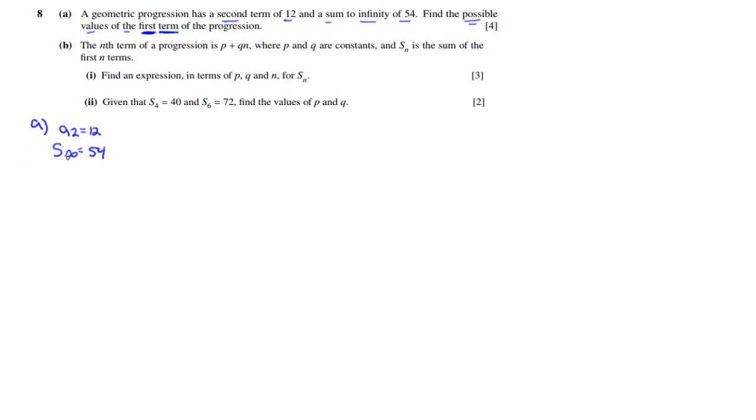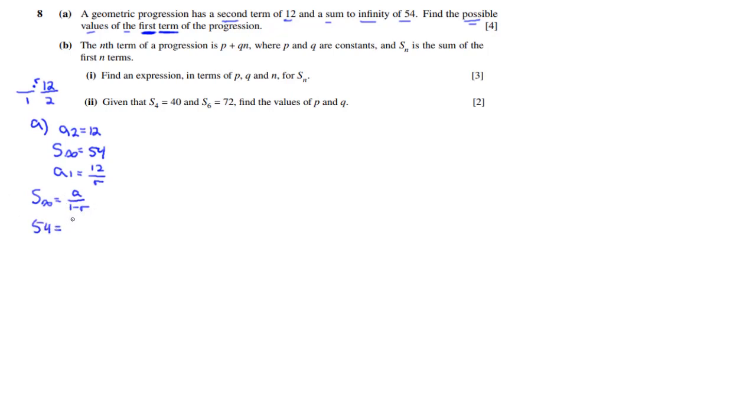We also know that this is geometric, so if this is the first term, that's the second term. I'm going to multiply the first term times r, so I can go backwards. The first term is actually going to be 12 divided by r, so there you go, I figured out the first term. And I know the formula for a sum to infinity is a over 1 minus r.